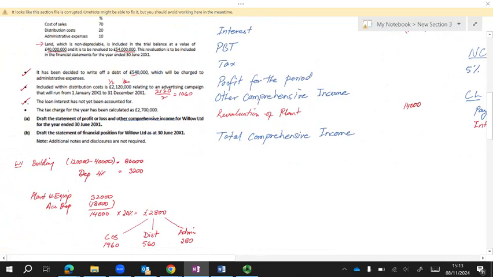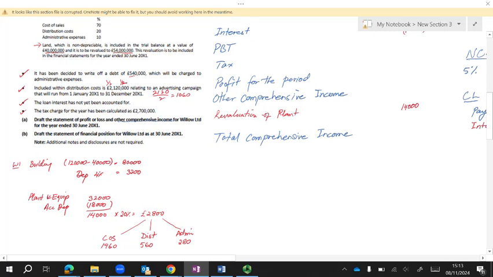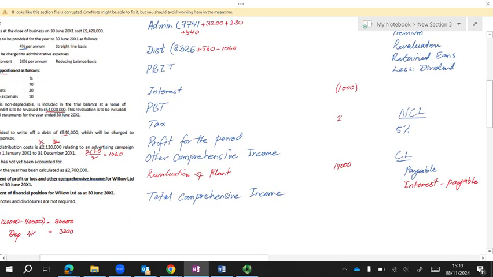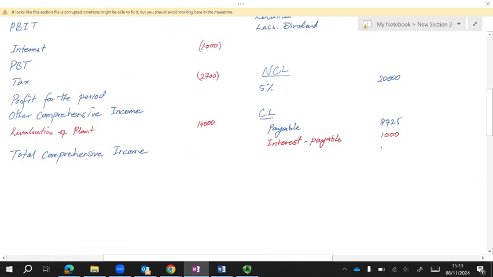Next, it says tax is 2700. And remember that we do not pay tax straight away, we pay later after 9 months. So it should be included in our current liability because it's payable.